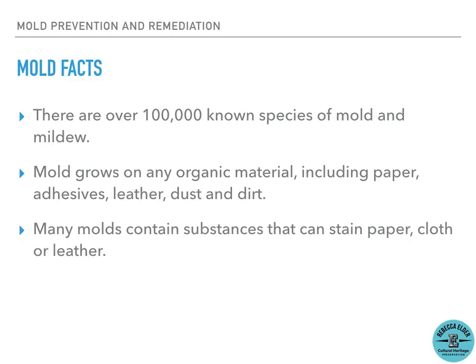First, there are over 100,000 known species of mold, and mildews are very similar to molds. The great variety of species means that patterns of mold growth and the response of mold to a particular situation can be unpredictable, and that's a really important point to remember. Nothing is going to act the same. Mold grows on any organic material. Molds excrete enzymes that allow them to digest organic materials such as paper, adhesives, cloth, leather, pretty much anything you can imagine, and it alters those materials and weakens them.